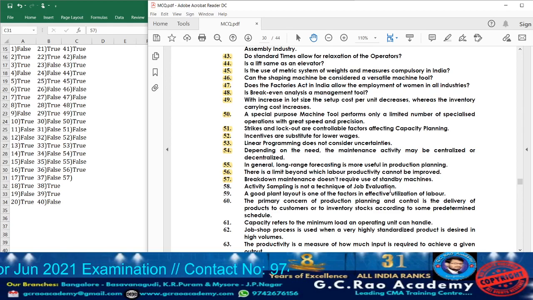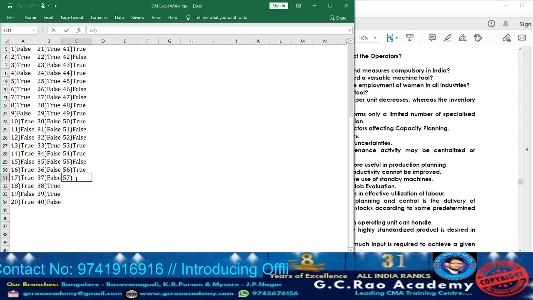Usually in the organization, they are going to have standby machines. Here, what they are doing does not require, actually they require standby machines. So accordingly, statement 57, whatever they have given, is false.